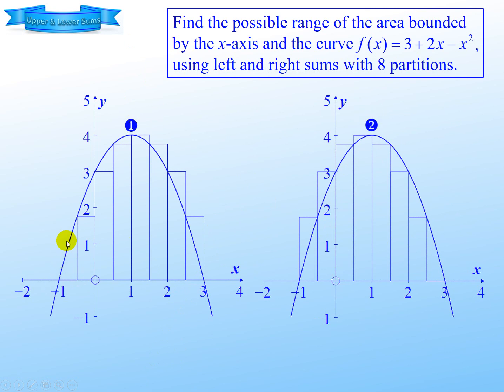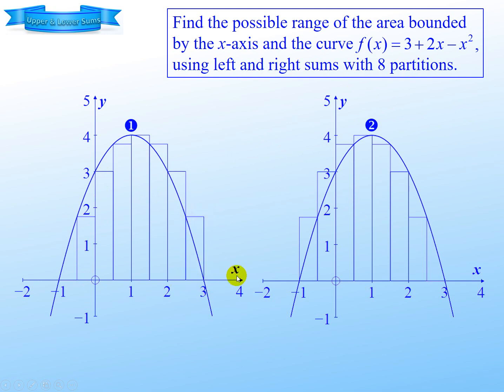Notice there's nothing here because f of minus 1 is 0. f of negative a half goes up to there, so there's our rectangle. f of 0 is 3, if we substitute 0 into there, and so on. Our final rectangle will be f of 2.5.